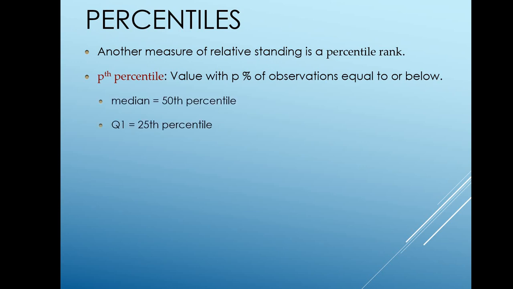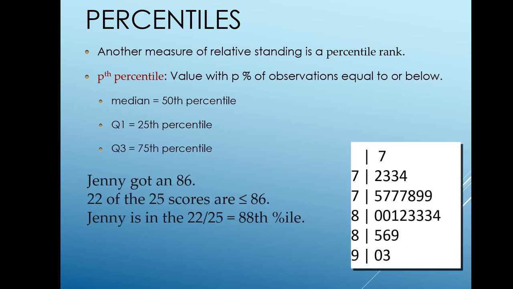This definition also leads to the median being the 50th percentile. Q1, quartile one, hopefully this is common sense, would be the 25th. Q3 would be the 75th. If we wanted to do Jenny's, if you take this and count down, it is 22 out of 25 scores that are less than or equal to 86. So she is at the 88th percentile. That is another way of seeing her relative standing with respect to her peers. If we had all the chemistry data, we could do the same thing and figure that out.